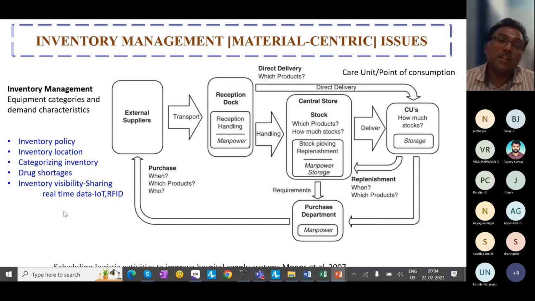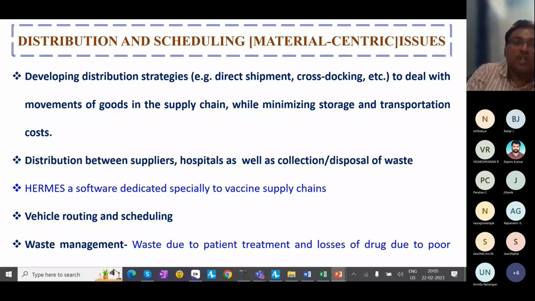Regarding shortages, of course, inventory visibility is a great area to work on. And you have to share the real-time demand data through IoT or RFID. This will help in reducing the cost associated with inventory. So this inventory is the second issue. And the third issue, as I pointed out, is the distribution channel and then vehicle routing and scheduling. So this is connected with material-centric. What is the distribution channel and scheduling? You need to develop distribution strategies to deal with the movement of goods, right?